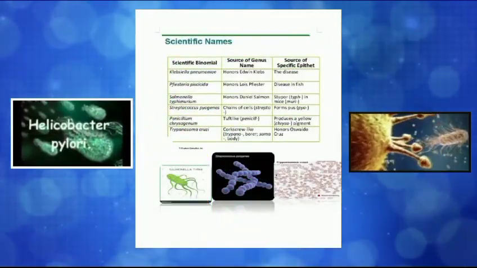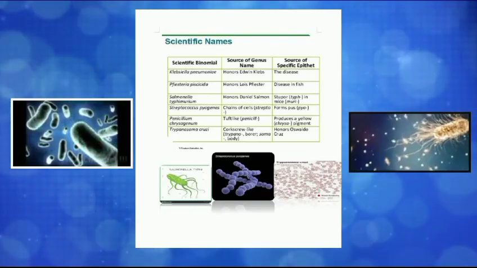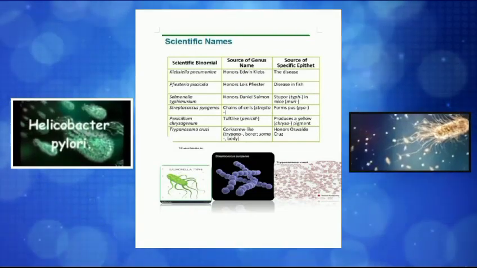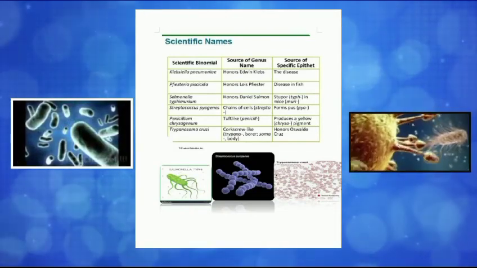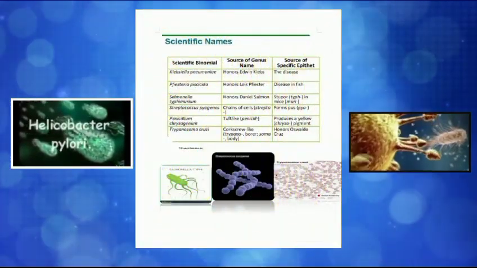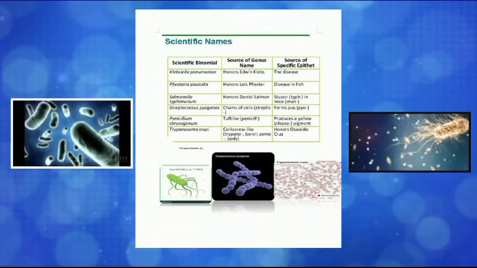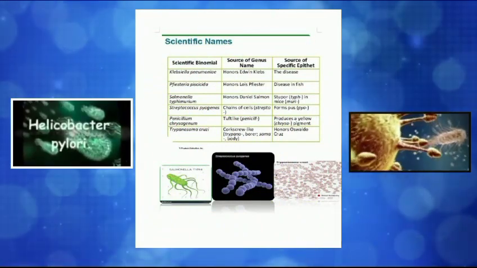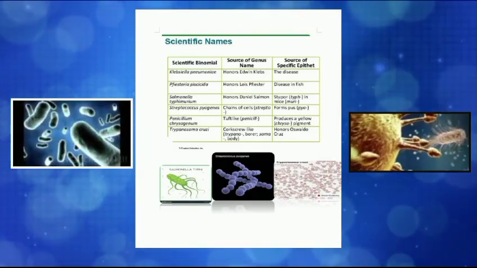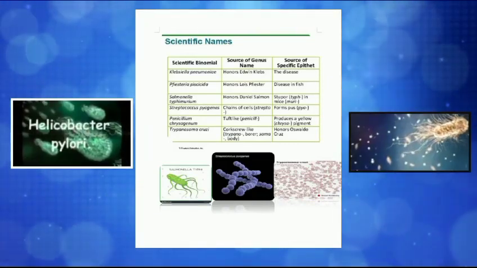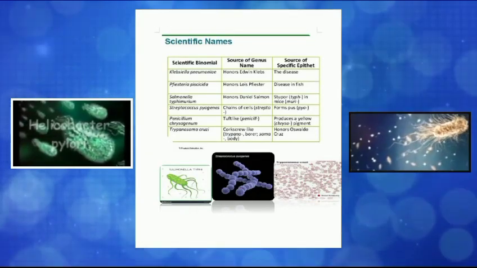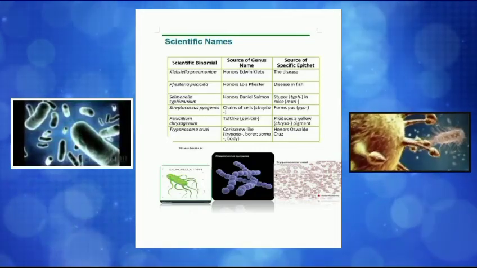So there are some scientific names which include scientific binomial, source of genus name, and source of specific epithet, such as Klebsiella pneumoniae. The source of the genus name honors Edwin Klebs, and the source of the specific epithet is the disease, and so on. So this was all about bacterial nomenclature, their principles and the rules which are used in the nomenclature of bacteria.